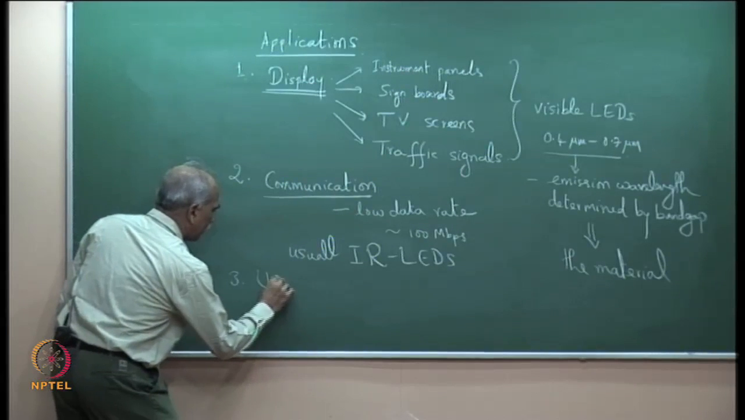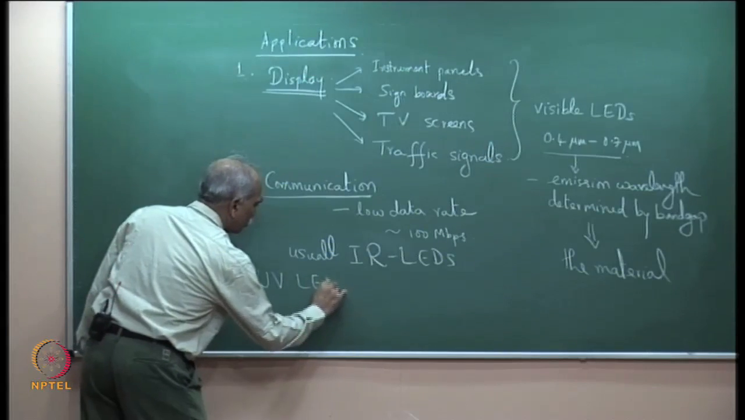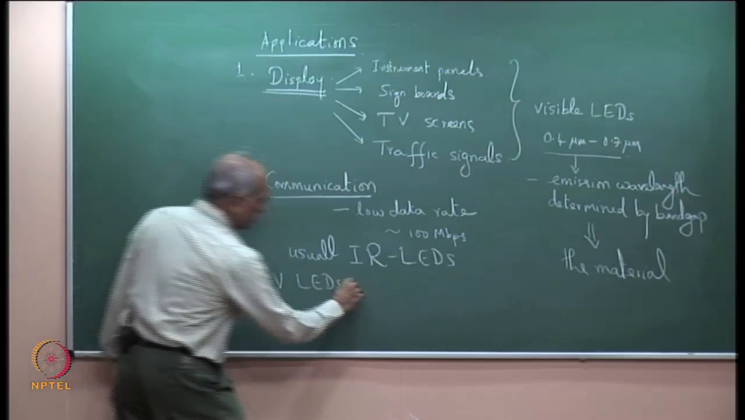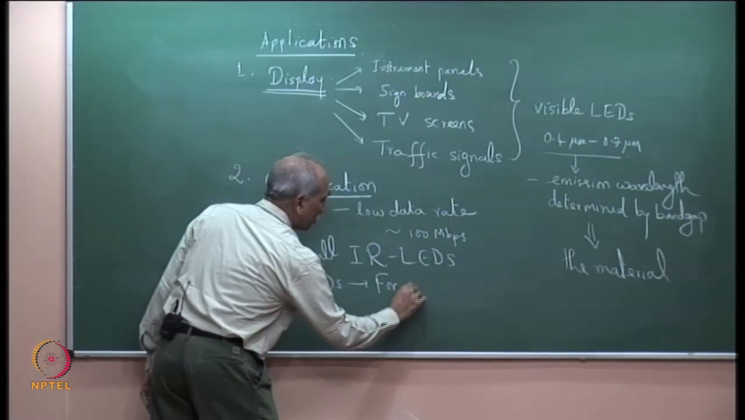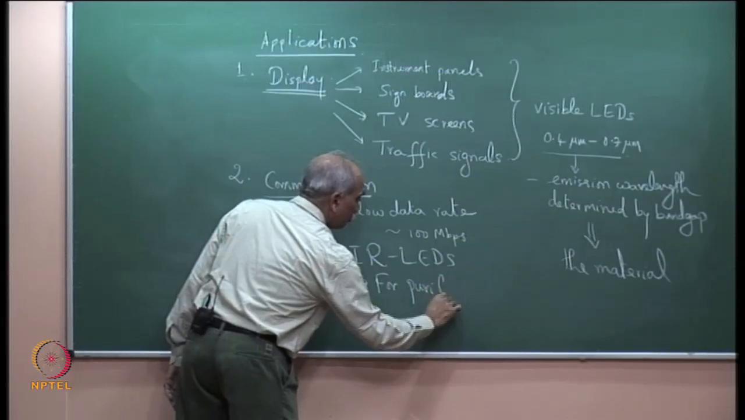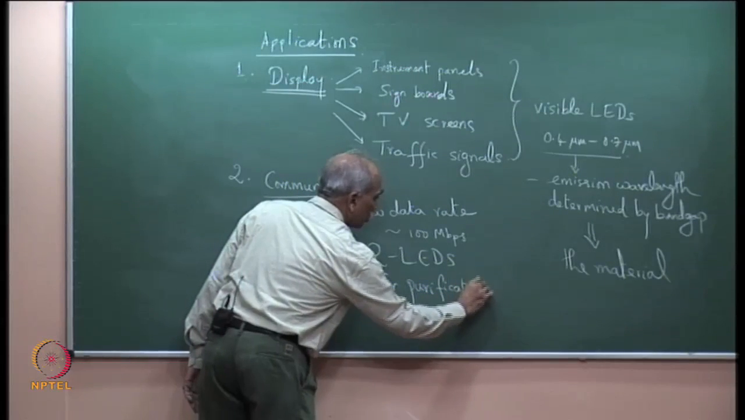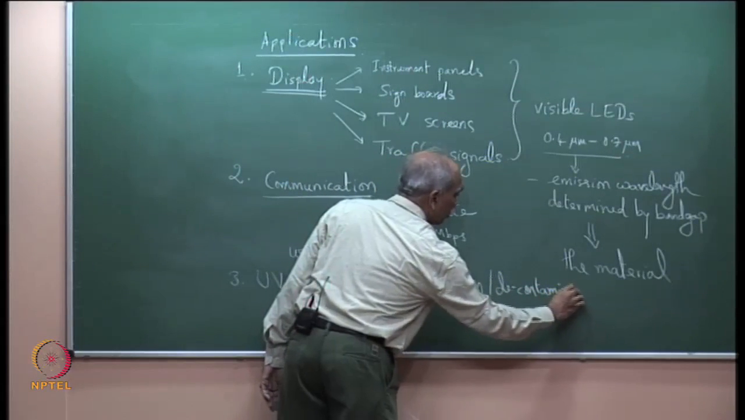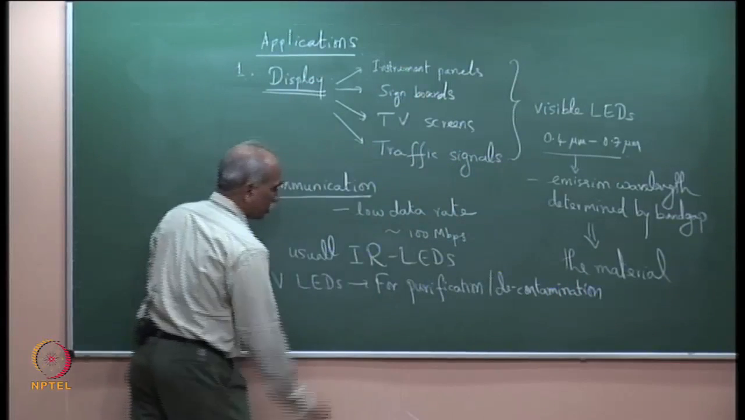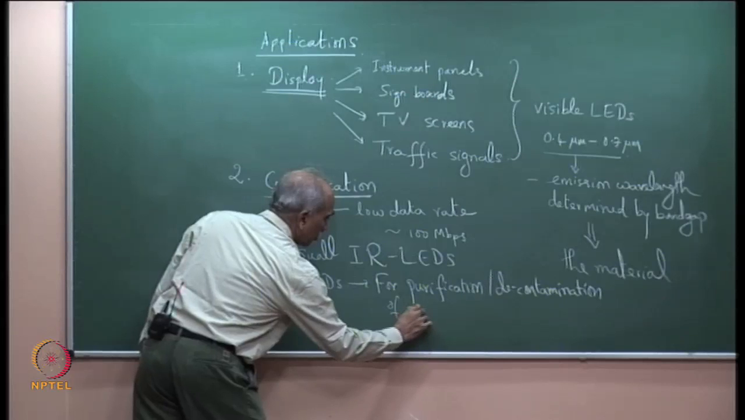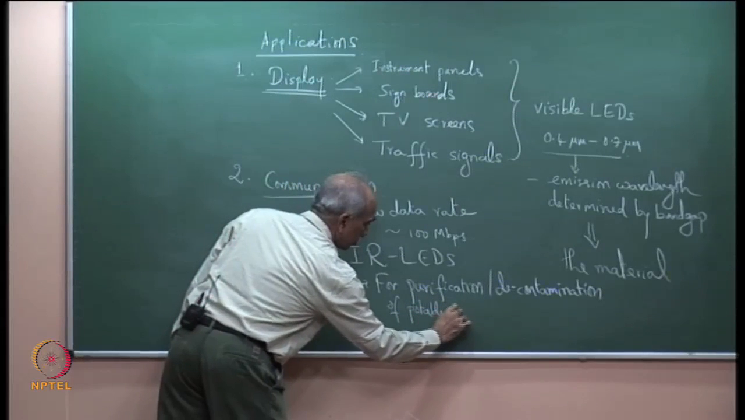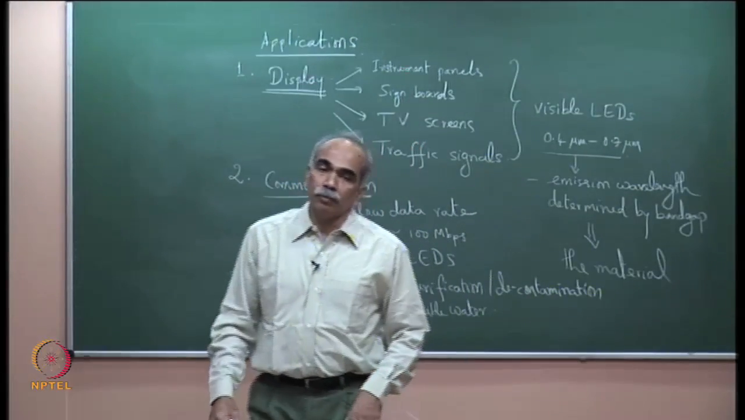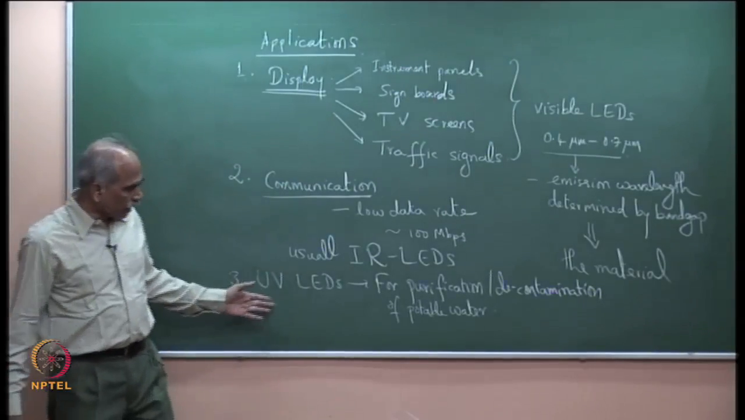What do you think are the applications of UV LEDs? For example, for purification or decontamination of potable water. Portable systems for decontamination or purification. UV LEDs are widely used for this.